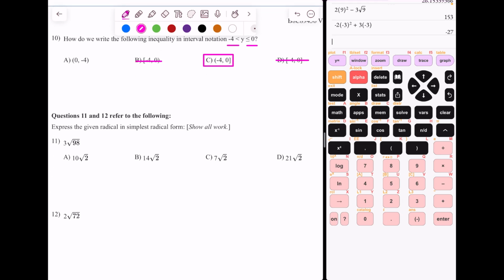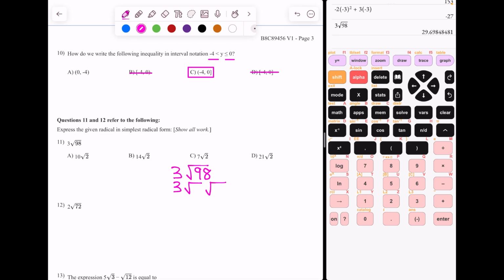All right, let's look at number 11. Express the given radical in simplest radical form. Show all work. While, yes, we do love if you show all work, you technically do not need to show work for a multiple choice question. So if you wanted to do this quicker, you could just type in 3 square root of 98 and then type in each answer choice and see what is equal to that with the simplest number inside the radical. But let's just see how we do this by hand.